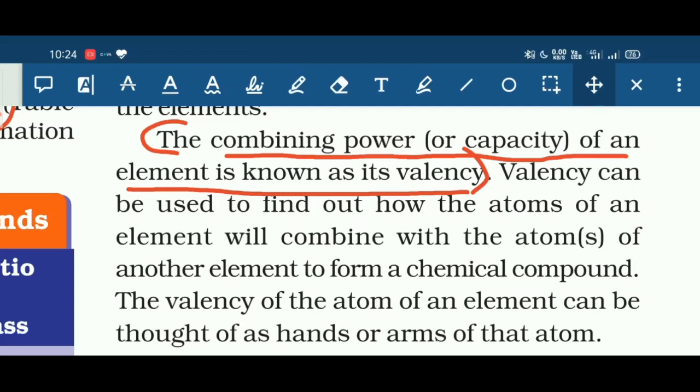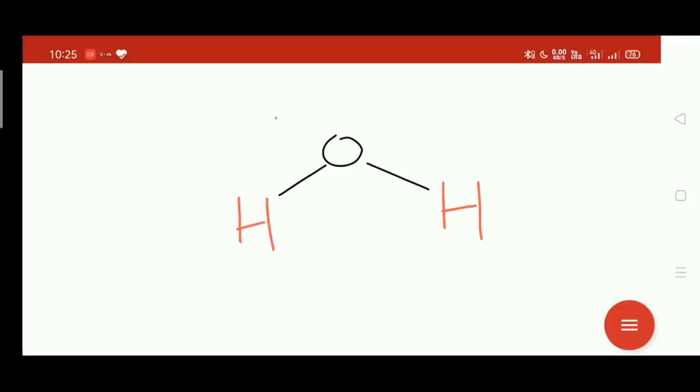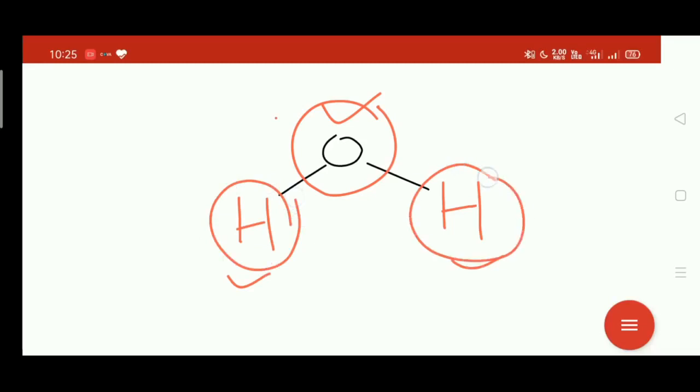Let's discuss one example to understand valency. In water, we will see that there is an oxygen atom and there are two hydrogen atoms. Now students, if we focus on oxygen, we will see that one oxygen is combining with two hydrogen atoms. That means one atom of oxygen will combine with two atoms of hydrogen to form water, which means the combining capacity or valency of oxygen is 2.